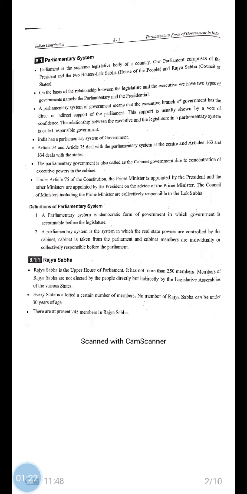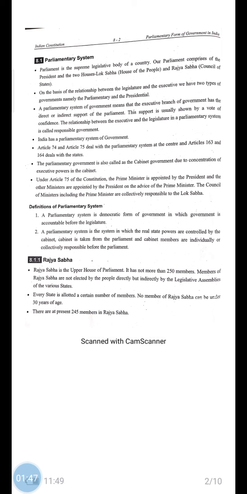Parliamentary system means what? The parliament is the supreme legislative body of the country. Our parliament comprises the President and two houses. The first one is the Lok Sabha, the House of the People, and the second one is the Rajya Sabha, the Council of States. These two houses are considered in the central government.